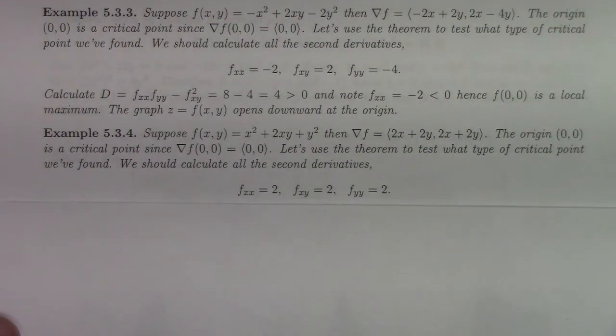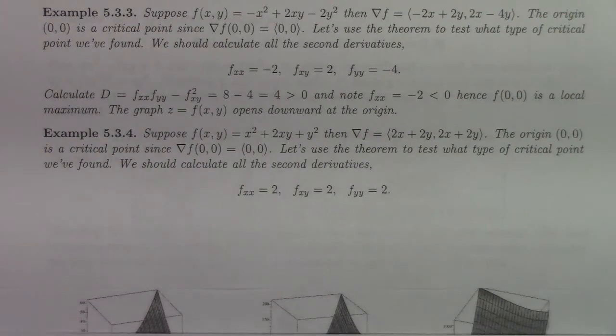And then another example, another origin's critical point. This time D is going to be negative, I'm guessing. Nope, D is 0, so the multivariate second derivative test fails.